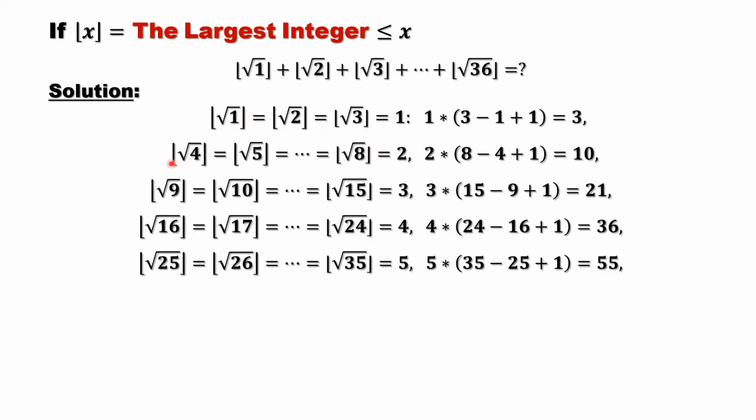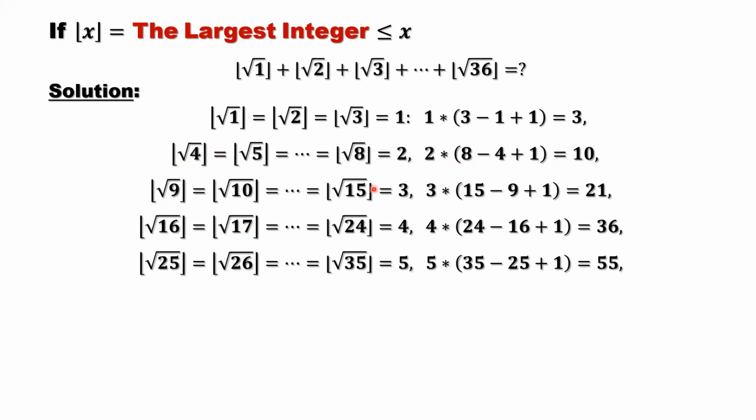Now next subsum, that's square root of 4, that's 2. So this equals this equals this equals 2. So all those numbers equal 2. So what's the sum of this subsum? The value is 2. We need to count how many numbers here. So last number minus first number, that's 8 minus 4, then plus 1, which is 5. 5 times 2, that's 10. So the subsum from this fourth item to eighth item equals 10.